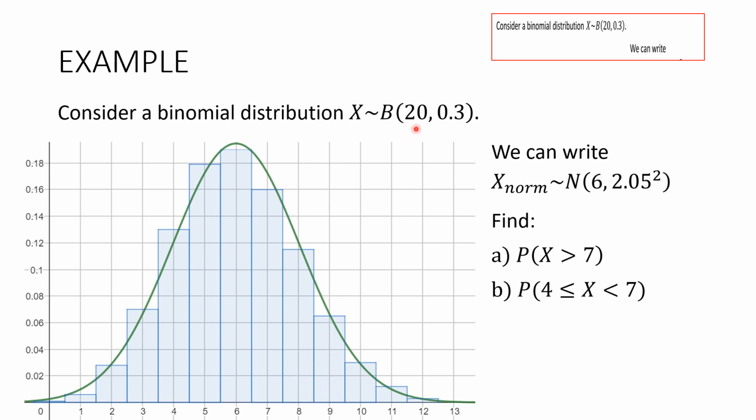And remember, there's 20 trials here. I've only given you a snippet of this graph. It goes all the way up to 20. This would take us a long time to do via the binomial distribution. So a normal approximation saves us a lot of time.